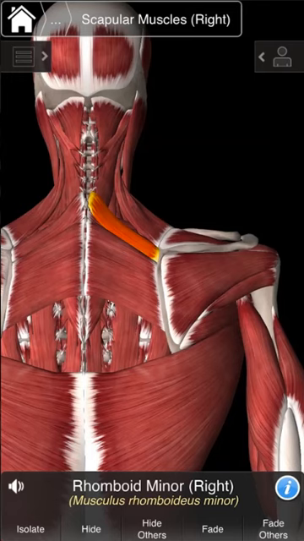It just has a different origin, same insertion. So rhomboid minor originates from C7, so the most inferior cervical vertebrae, and then T1, the most superior thoracic vertebrae, also inserts on the medial border of the scapula, and it is also both a downward rotator of the scapula and then a retractor. So it does the same things that we see with rhomboid major.